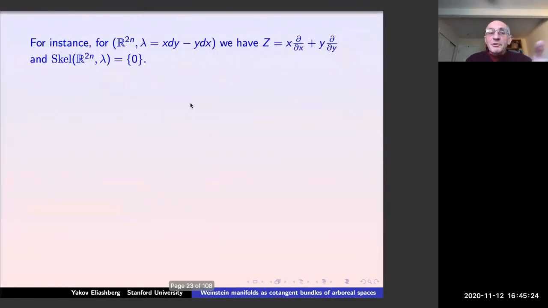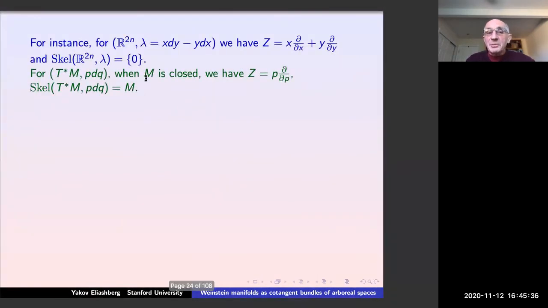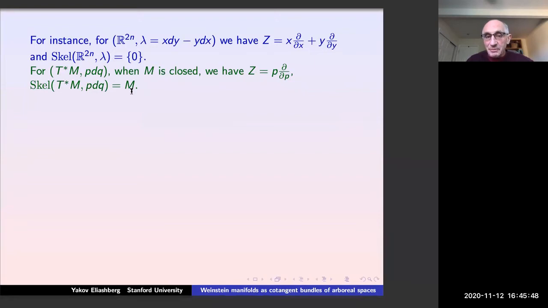So, for instance, if you take R^n with the standard Liouville form, the corresponding Liouville vector field is just radial, and the skeleton will be just a point. But on the other hand, if you take a cotangent bundle with the standard p dq Liouville form, the corresponding vector field is just radial along the fiber, and therefore the skeleton is the manifold M itself.